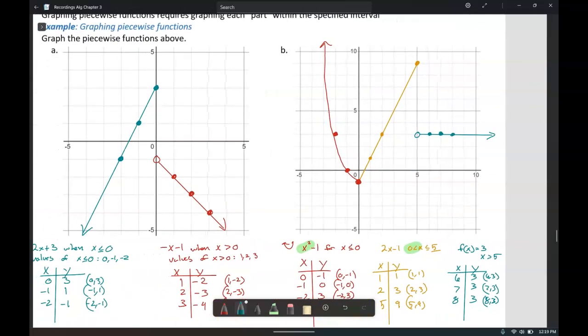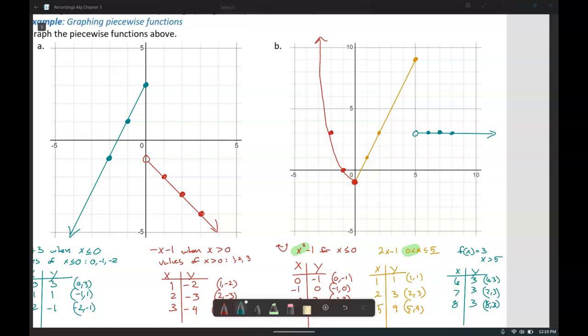And so our first section continues off to the left forever. Our middle section has definite endpoints. And then our right section will continue off forever. So if we look at each of these domains, piece by piece, we have everything from negative infinity to 0 inclusive. Then everything from 0 to 5, and then everything from 5 to infinity, and those three combined include every single value within our domain.